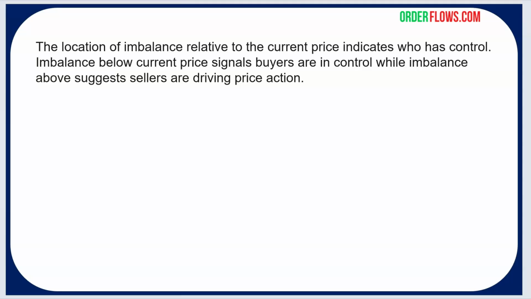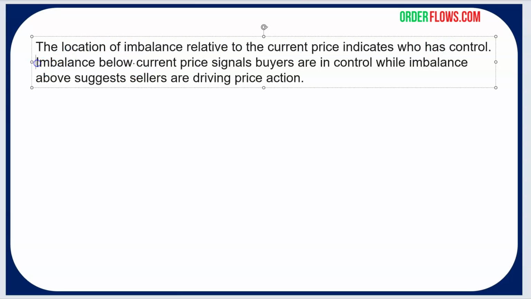So the location of imbalance relative to the current price also indicates who has control. Imbalance below current price signals buyers are in control, while imbalance above suggests sellers are driving price action. But let me just further expand this. Can't do that there. Just bear with me here. Close this down. But what I wanted to get at was imbalance below, well, who has control?